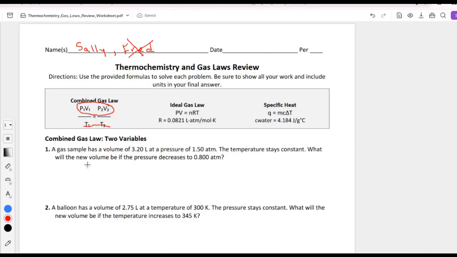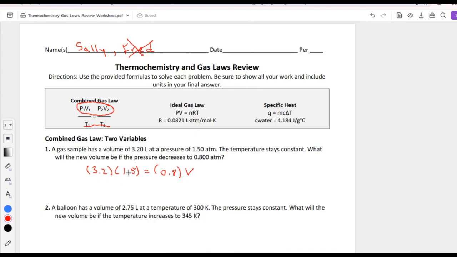So our initial volume is 3.2 liters. 3.2 times our pressure 1, which is 1.5 atmospheres, equals, what do we got? 0.8 atmospheres. That's P2, that's pressure. 0.8. And it wants us to solve for the new volume, V2.